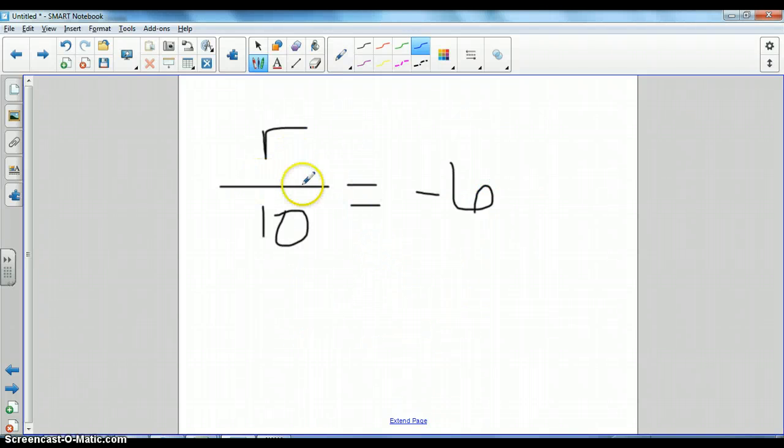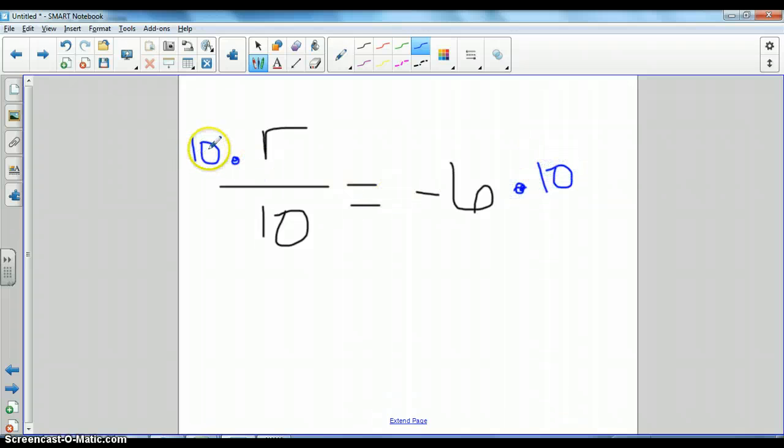Okay, the next one, we already have division. That's what that bar means. Division bar. So the opposite of division is multiplication. So we're going to multiply both sides by what's underneath our letter, which is 10. So we multiply that side by 10 and this side by 10.